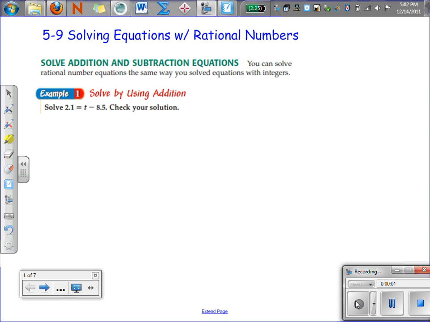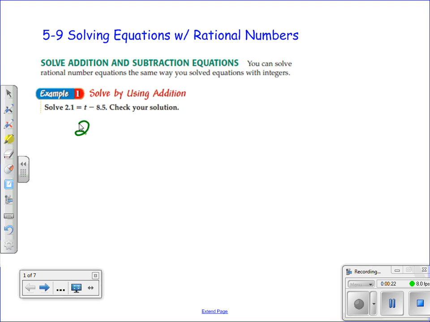Chapter 5, last section, 5-9, solving equations with rational numbers. That means solving the equations with either fractions or with decimals, probably in this case. Okay, so you solve addition and subtraction equations just like you solve regular equations. You just happen to have some rational numbers in there.